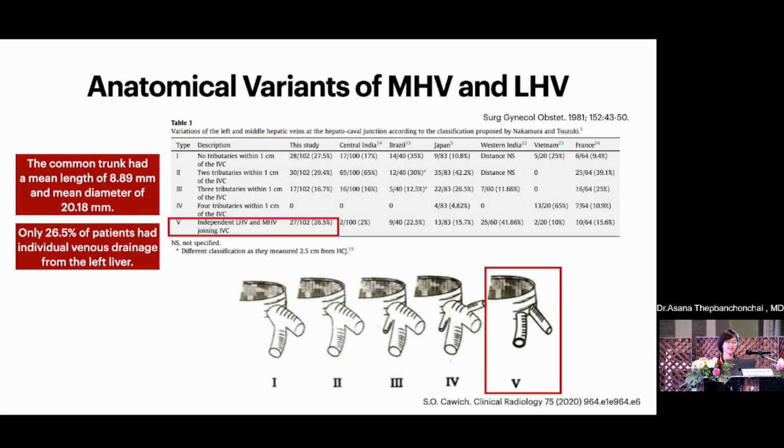Only 26% of patients had individual venous drainage from the left liver. According to this knowledge, care must be taken when we control the left or middle hepatic vein or the common trunk.